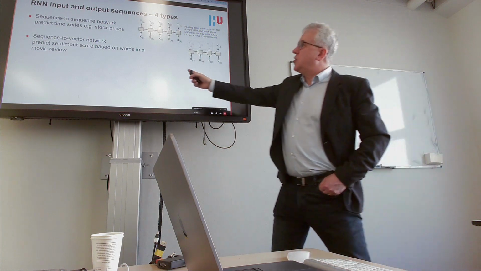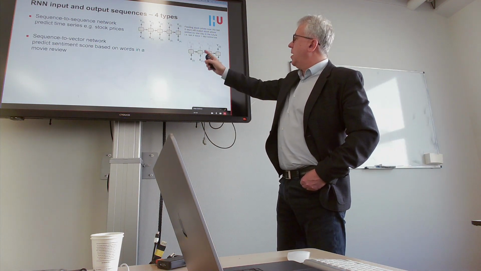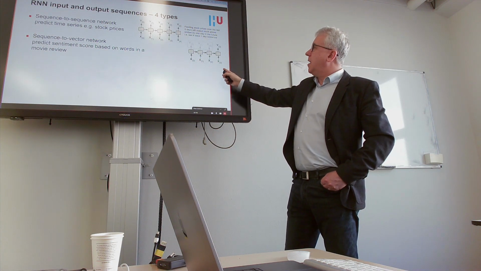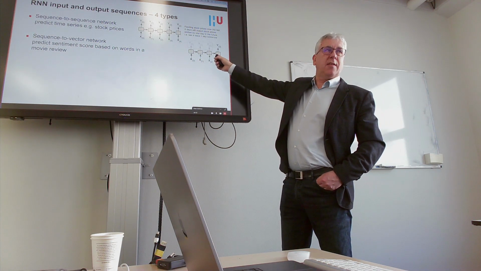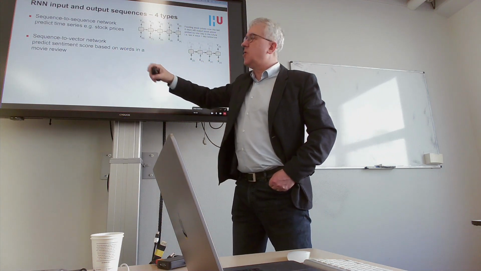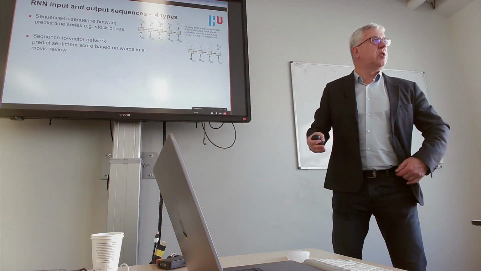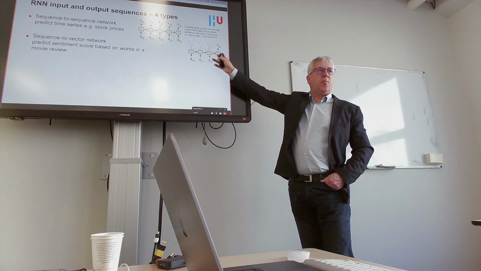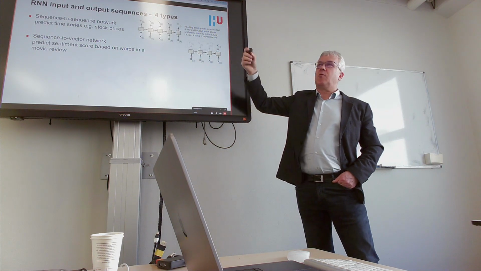We also could have a sequence to vector network, where your input are multiple features or timestamp data, and you have only one output in the end. It could be something like a sentiment score. So you input a lot of words, and in the end you want to know, okay, is this positive or negative, or how positive is it, or how negative is it, for example.